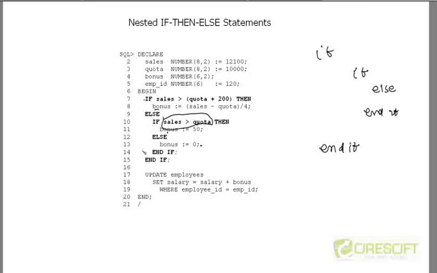So that means inside this if and end if, in the else block, I'm going to have an inner if and end if. Okay, so this is the outer if and end if, and this is the inner if and end if. Okay, so that is inside this else block. So this way I'm going to do nested if then and else.